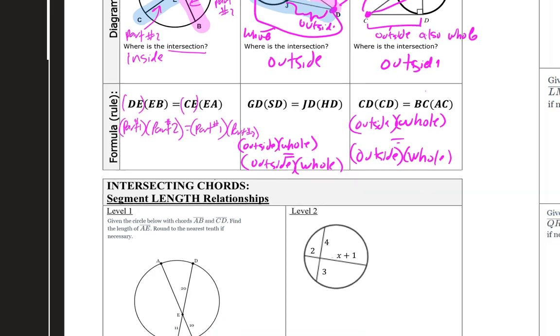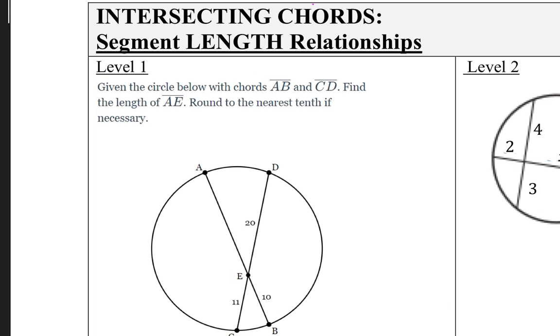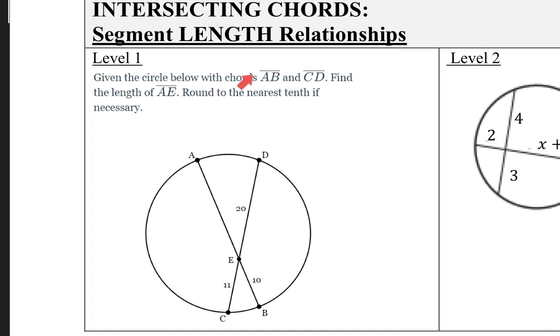All right, next, first, we're going to talk about, we said, intersecting chords, which is right over here, inside the circle. So we said the rule was part times part equals part times part. So let's get right into this. It says, given the circle below with chords AB, right, and CD, those mean they end on the circle, right? Find the length of AE. So let's underline that. That's what we're trying to find, right? And let's kind of just scribble that so we know, right? And what do we label for something we don't know yet? We're going to label that with the X, right?